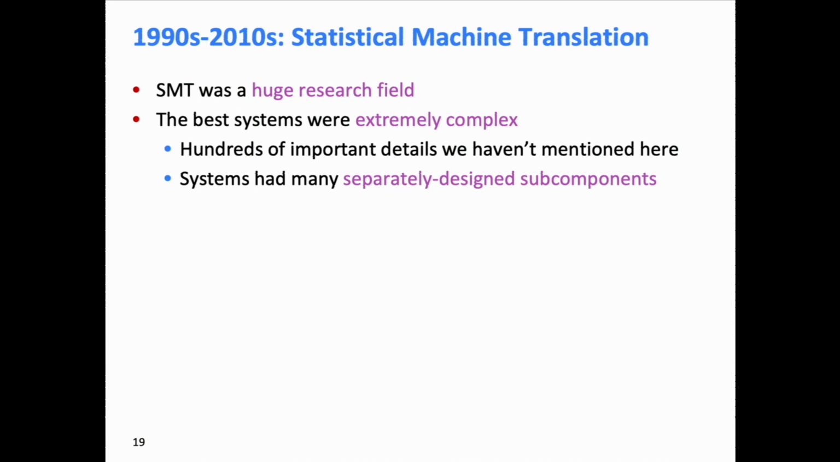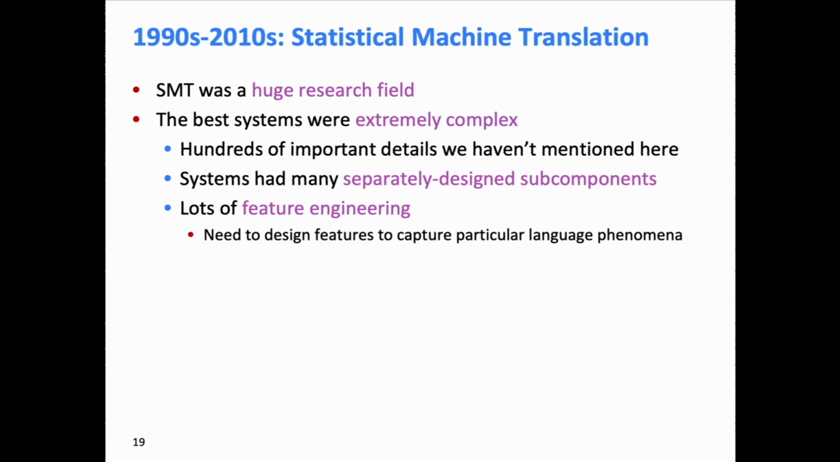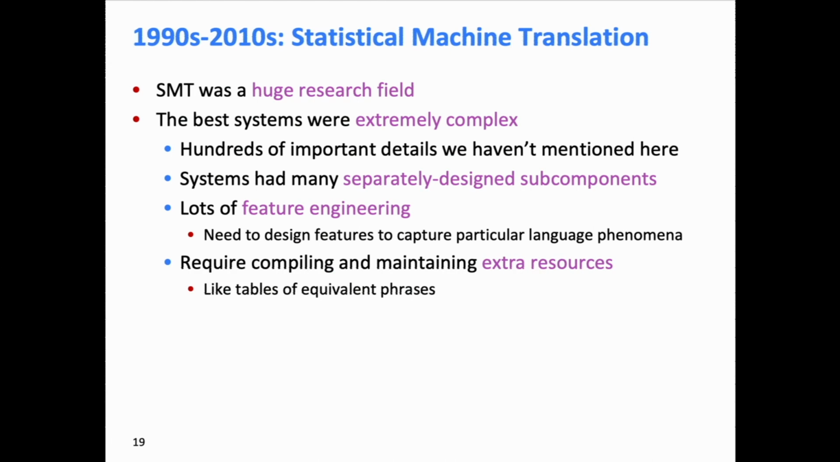In particular, the systems had to have many separately designed subcomponents. So we already saw how you break down the translation model into two separate parts. But there were many more subcomponents than that, and often they had to be learned separately. This meant that engineers had to do a lot of feature engineering. You had to design features to capture the particular language phenomena that you were interested in. So this meant a lot of compiling and maintaining of extra resources. And in fact, you had to have different resources for different languages. So the work multiplied the more languages you had.